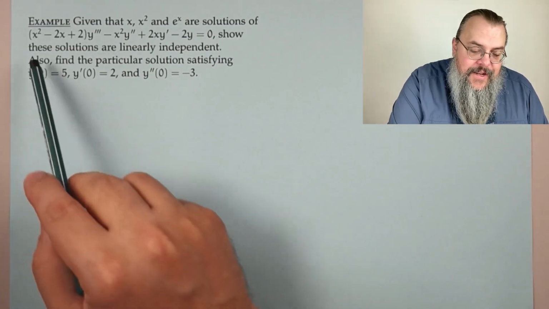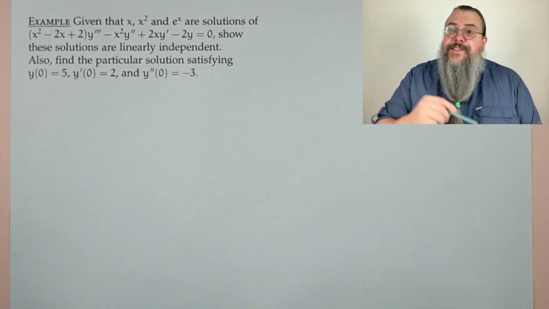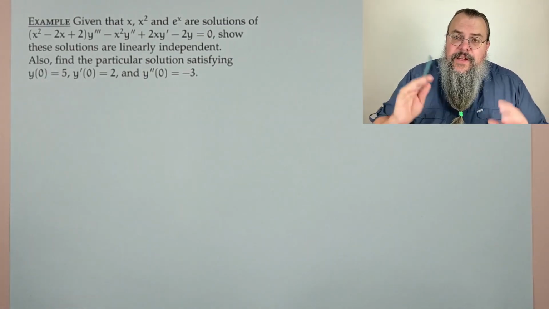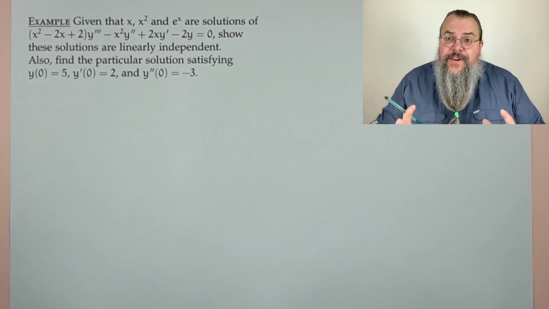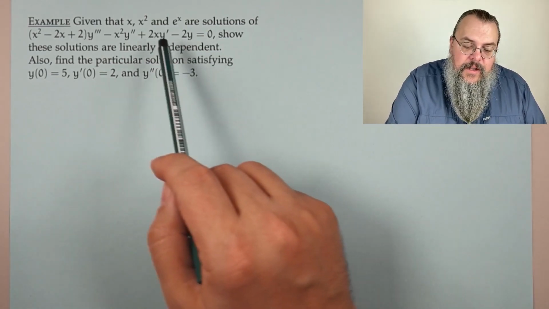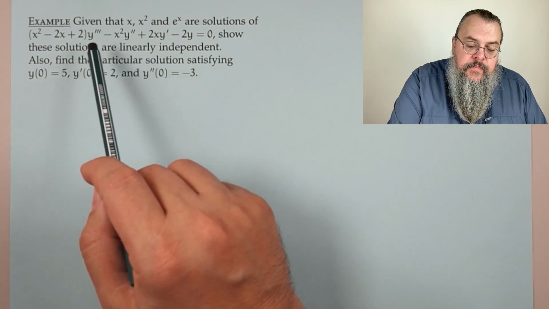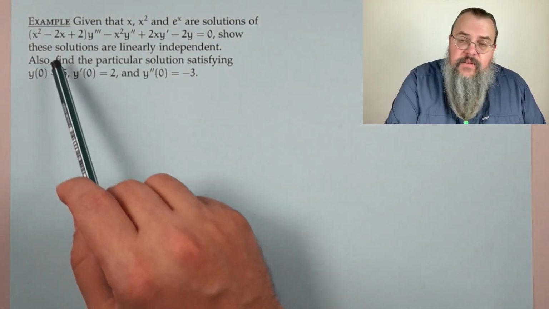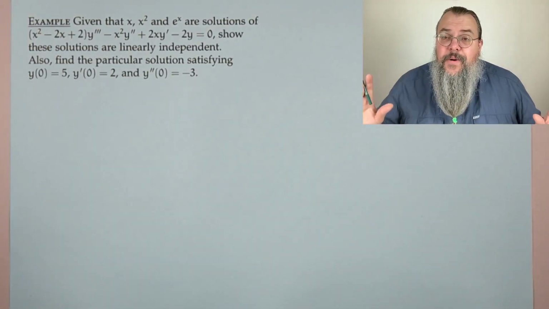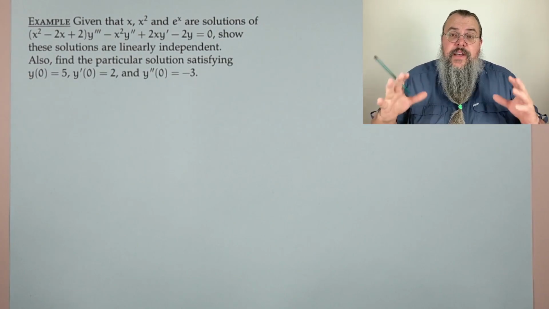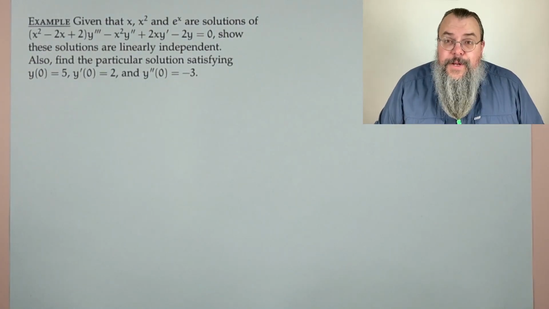Now you might say, well, wait, x squared, that's not linear. No. It's how the y's are related, right? You see the y prime, y double prime, y triple prime. The x's can do whatever they want, but it's the y's that determine whether or not we're linear.